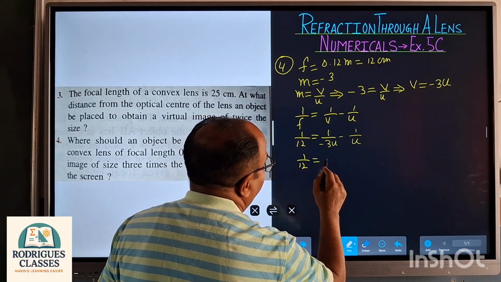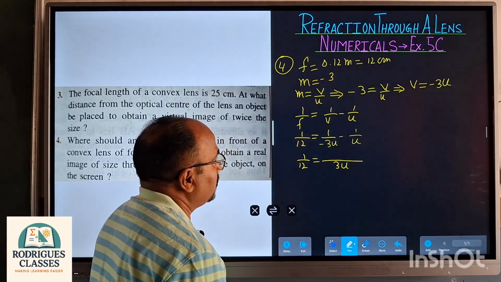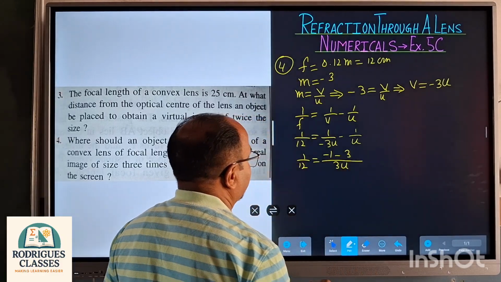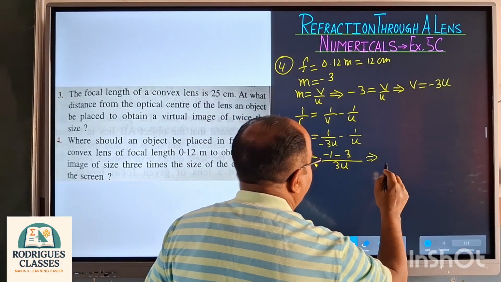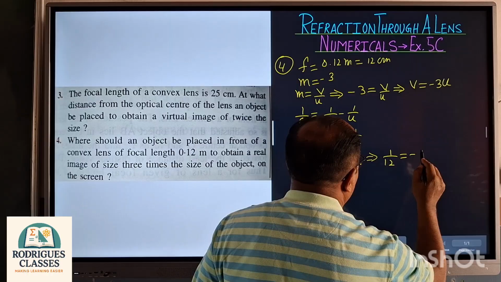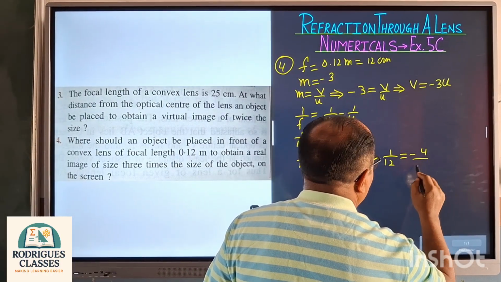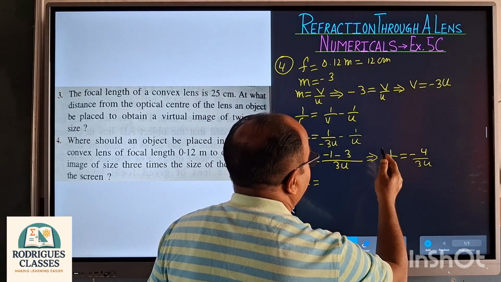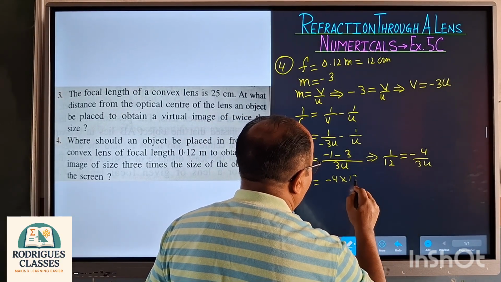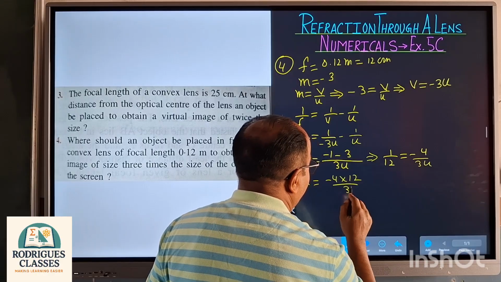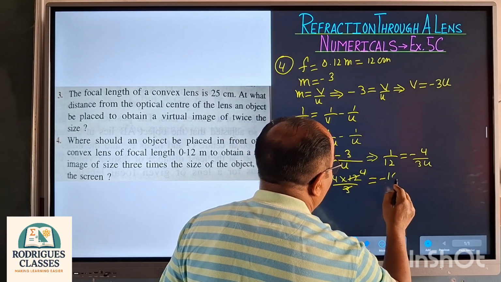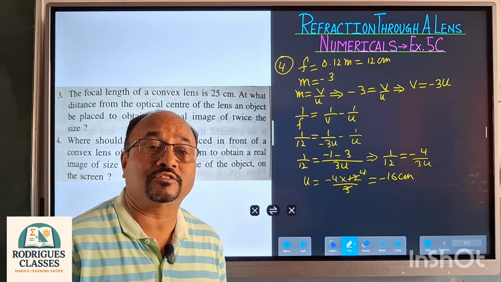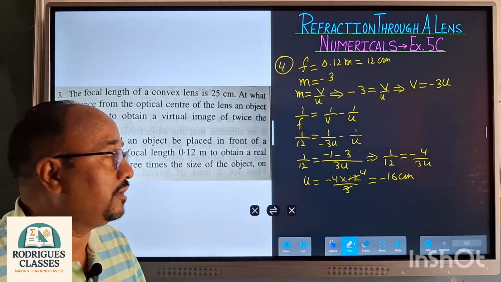So 1 by 12 equals to LCM 3U. So I will get a minus 1 here, minus, and I will get a 3 here. So I write here 1 by 12 equals to minus 4 by 3U. So U will come. So I am going to take this U this side. So minus 4 into 12. 12 goes from here. 3, this will cancel it. So I get U as minus 16 centimeter. So this object should be placed at a distance of 16 centimeter in front of the lens.